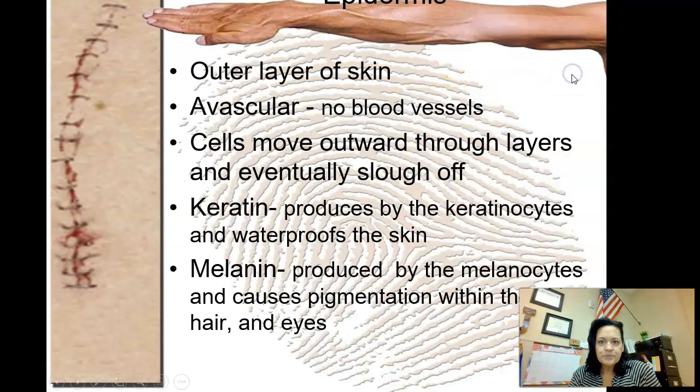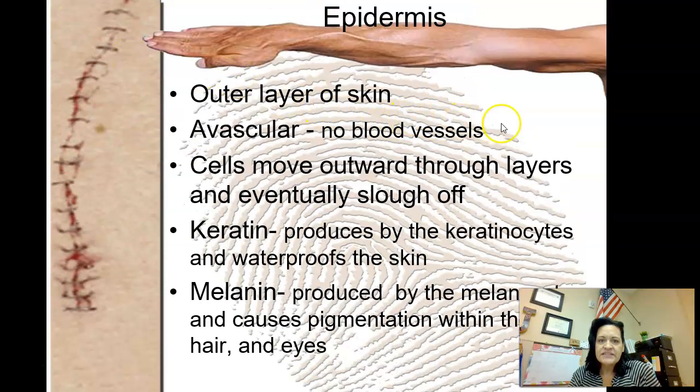The first layer is your epidermis, and that epidermis is the outer layer of skin. It is avascular, so it does not contain blood vessels. Can you imagine if we had blood vessels that hit this outer layer, we'd be bleeding all the time, right? So it is avascular. Cells move outward through the layers and then eventually slough off. Your new cells grow from inside out, and that outer layer sloughs off.